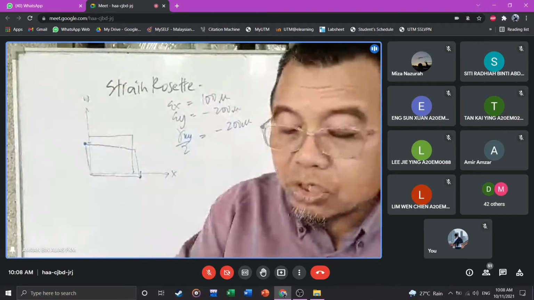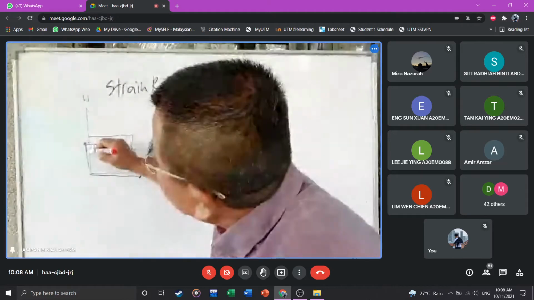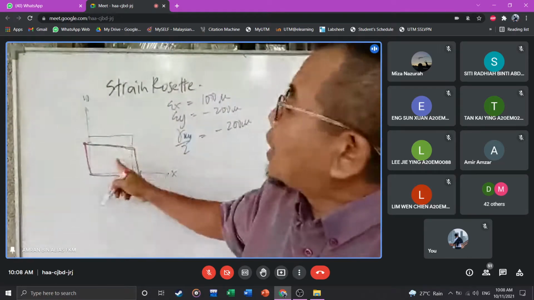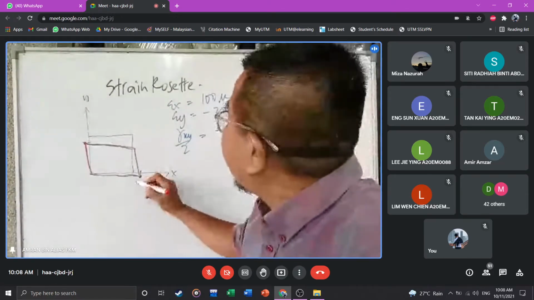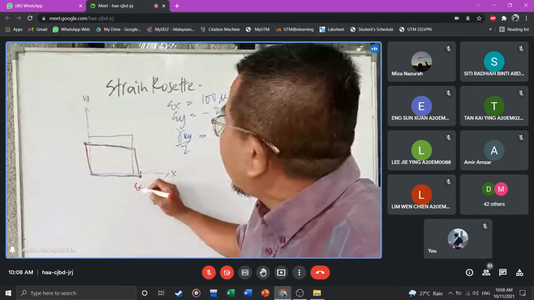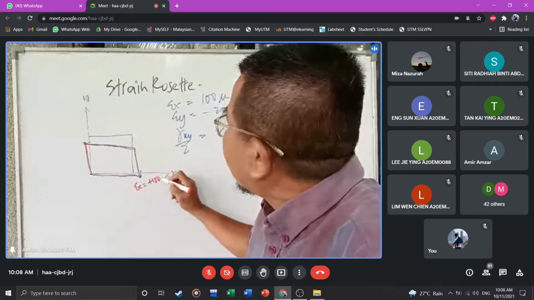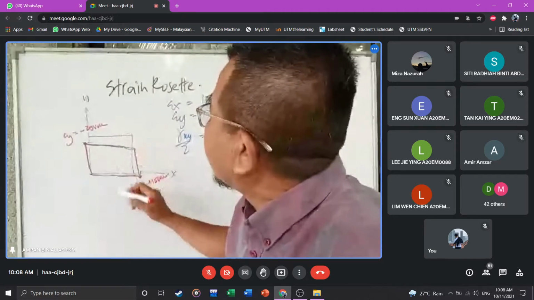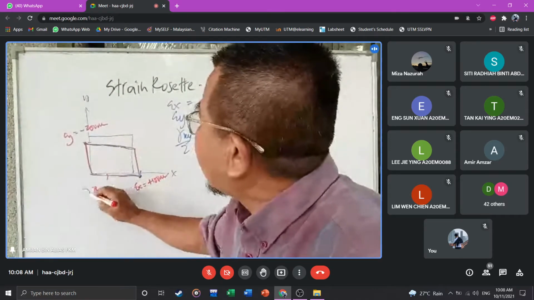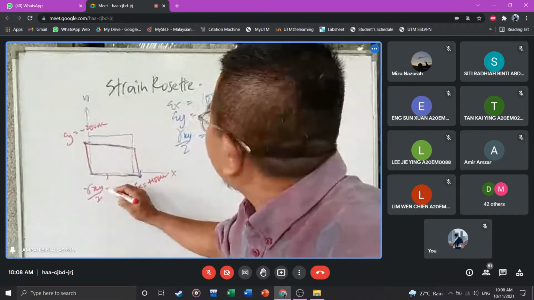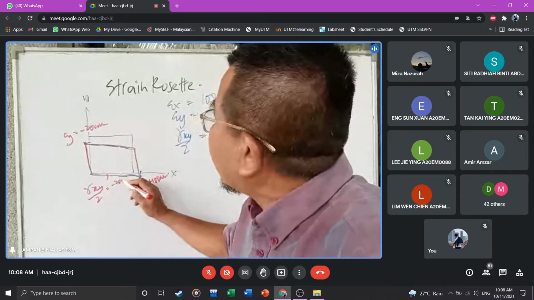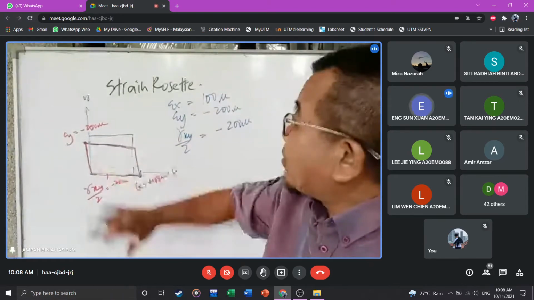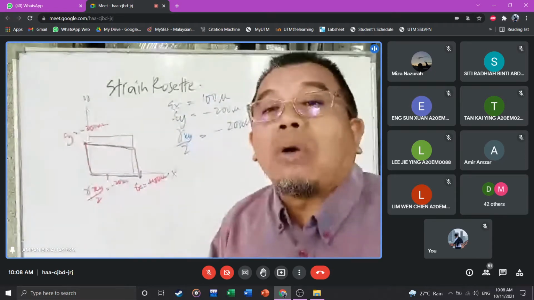It's better for you to use a different color of pen to show the original and the new one. And then write the values there. Epsilon X equal to positive 100 microstrain. Epsilon Y equal to minus 200 microstrain. And then here, gamma XY over 2 is equal to negative 200. Are you with me, guys? So this is the basic method of how to draw that.